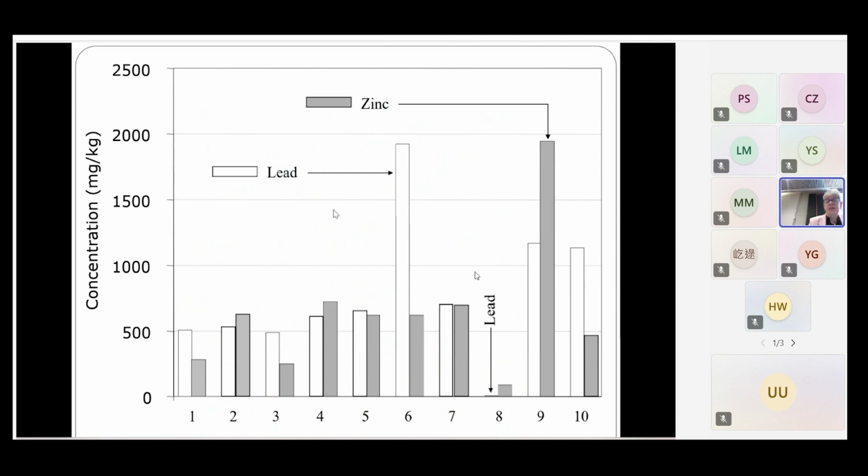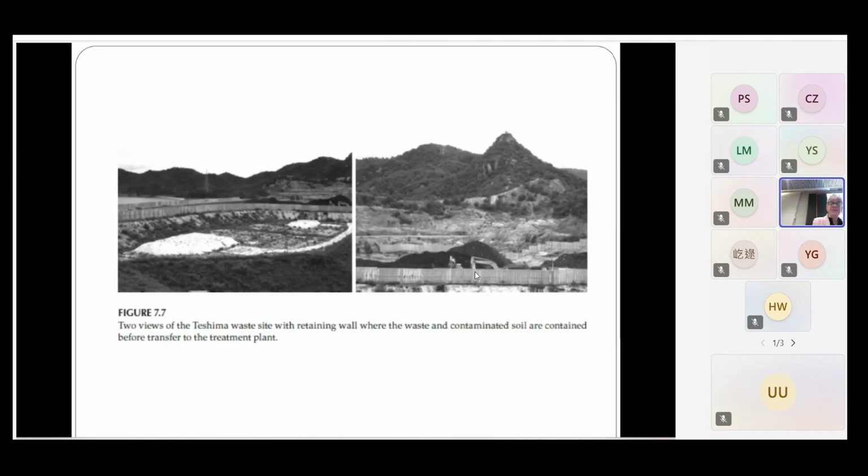This is just something that we did in the backyard of somebody, and we found very high levels of zinc. I think in this particular case, it had probably been used in the past as a bit of a dumping area for waste.